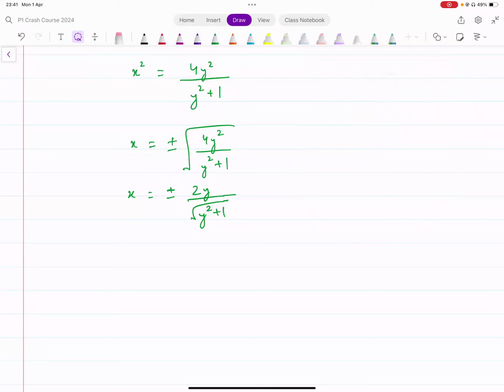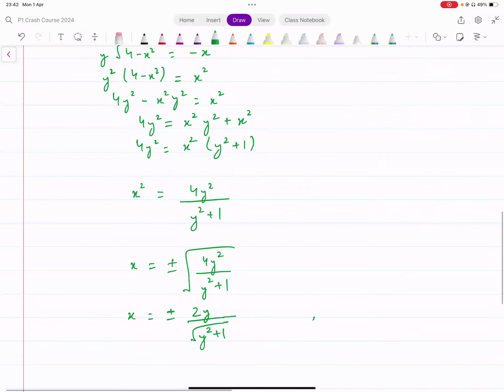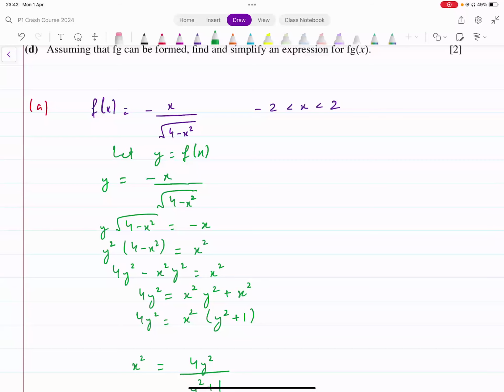How do we decide which one of the two we should use here? Should we use plus here? Should we use minus here? How do we figure that out? That's the question now. Now, what's the domain of the function? The domain of the function, so in quadratic functions, we used to look at the domain of the function, right?